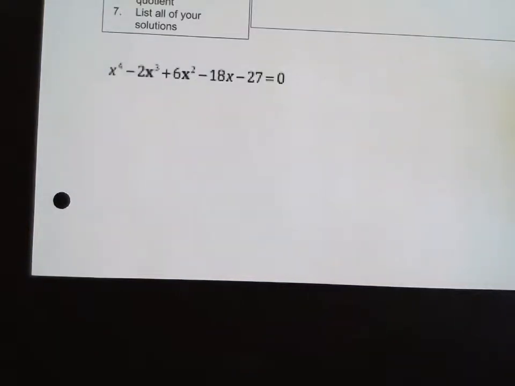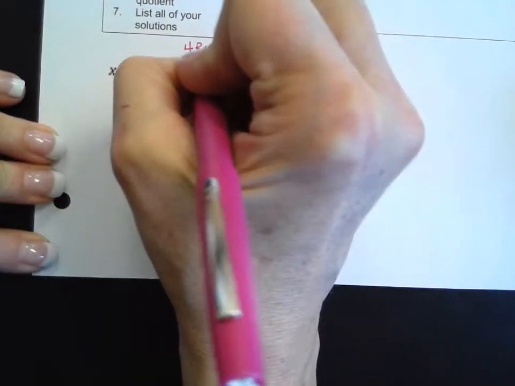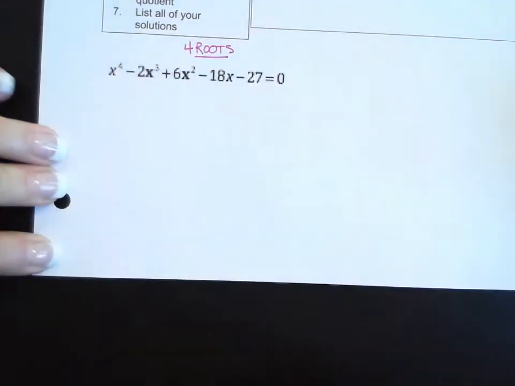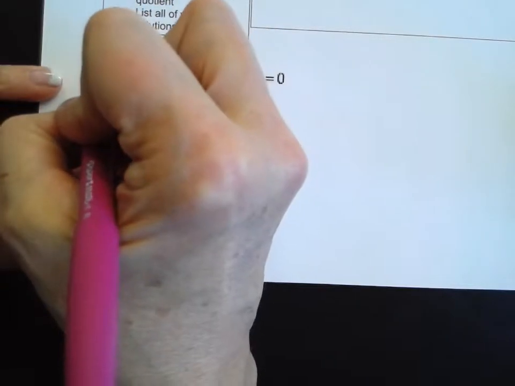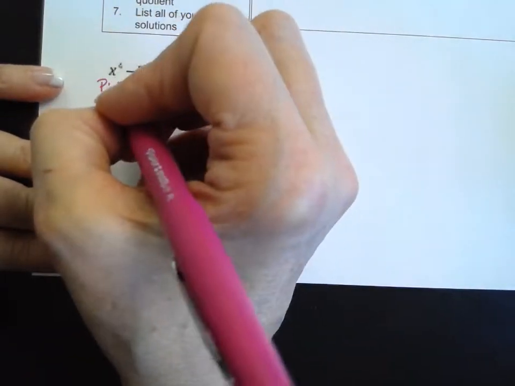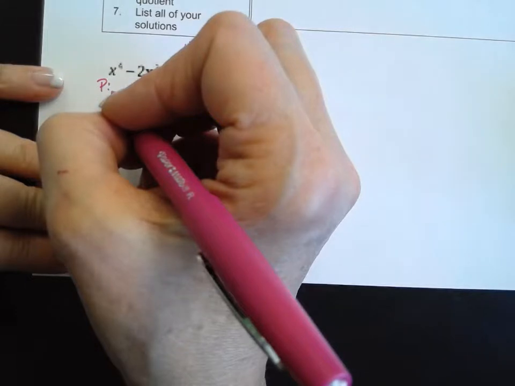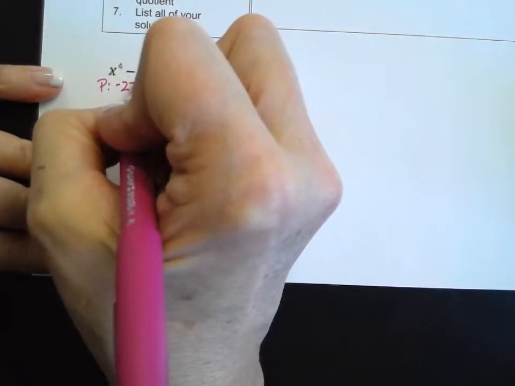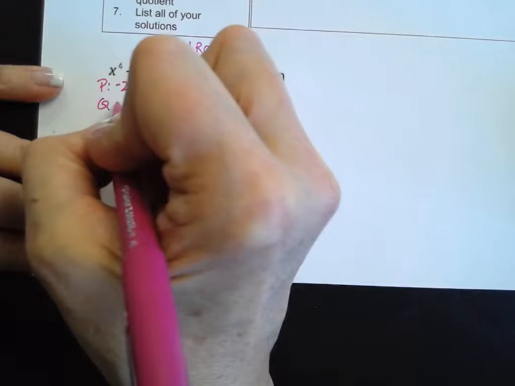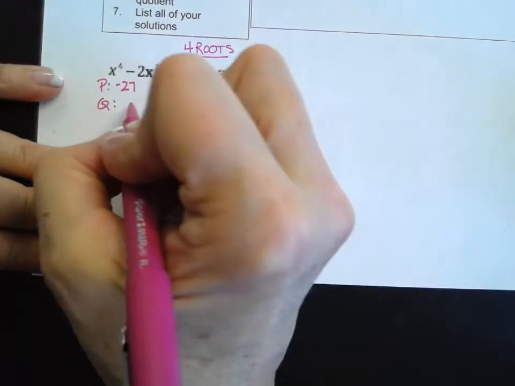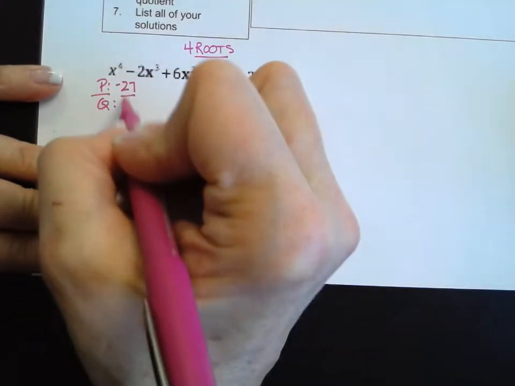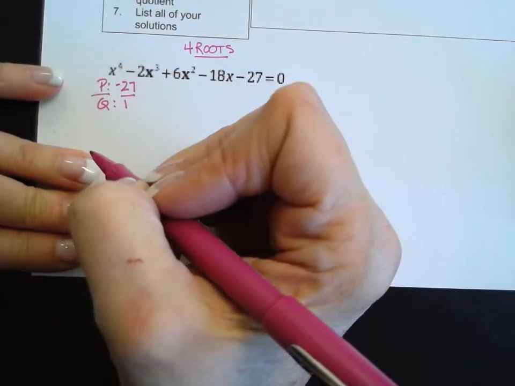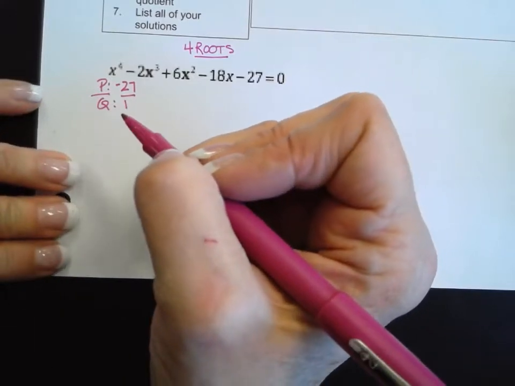How many roots am I going to have this time? 4. Okay. Let's look at our P and Q. P is going to be what? Negative 27. Q is going to be what? 1. Now, the good thing when you have Q as 1, what happens? That's basically all your whole numbers, so you don't have to really worry about your ratios as much.